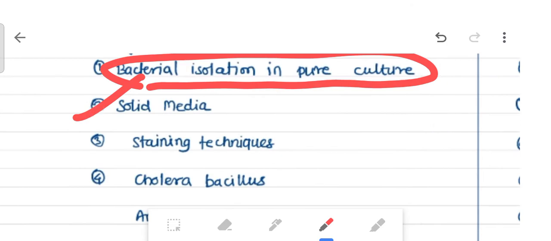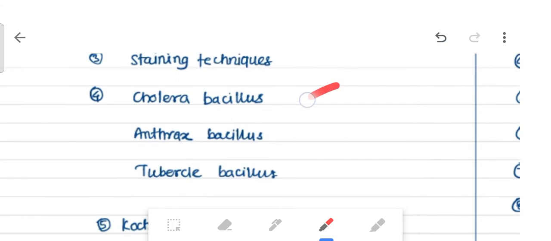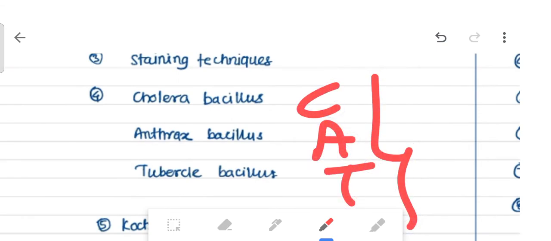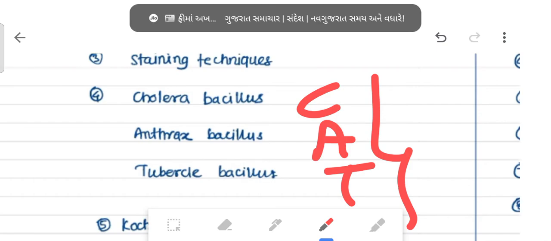Then the staining techniques, which improve the contrast and visibility of the organism. Dyes, basic dyes like aniline dyes, can be used for the staining techniques. Then he identified the causative organisms. When we saw the isolation of organisms like cholera, anthrax and the tuberculosis bacillus.